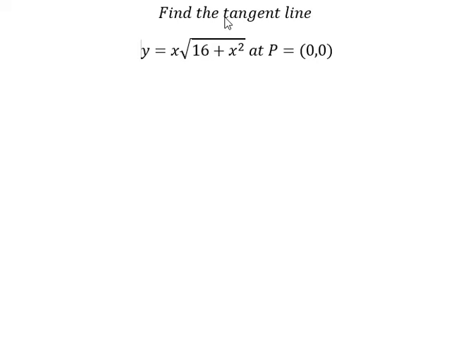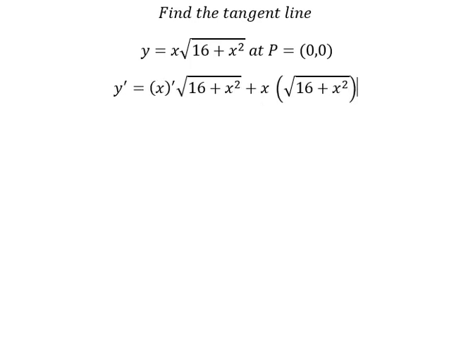The topic today is about the tangent line. So now I will show you how to answer. We need to find first the derivative of this one. So we do first the derivative of s multiplied by this one plus s multiplied by first the derivative of the square root.